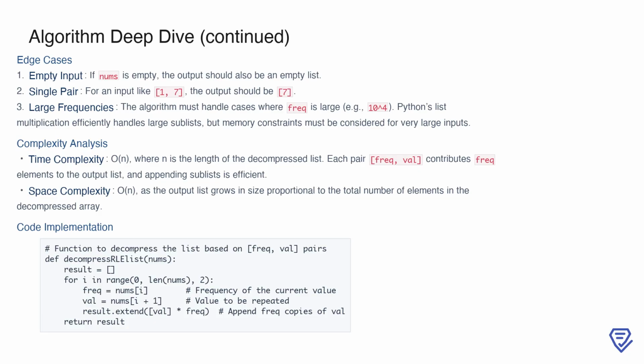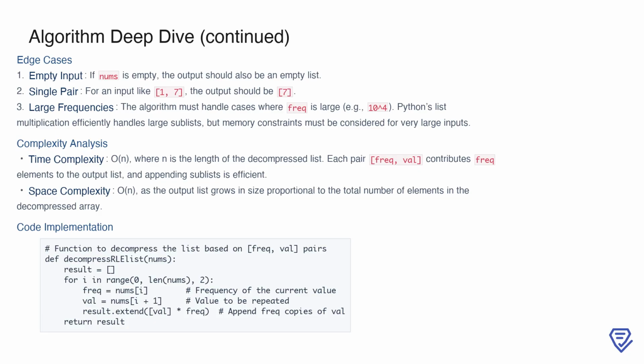In terms of performance, the time complexity is O(n), where n is the length of the decompressed list, since we append frequency elements for each pair. The space complexity is also O(n), as the output list grows proportional to the decompressed size. Here's the complete implementation of the algorithm in Python.